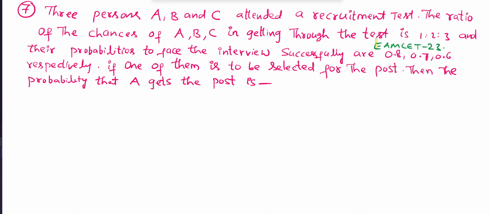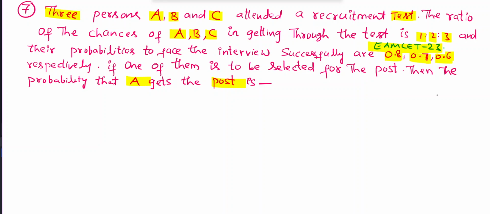This is seventh question from Eapcet 23 from probability. Here is given 3 persons, capital A, capital B, capital C, attended a recruitment test. The ratio of the chances of A, B, C getting through the test is 1:2:3, and their probabilities to face the interview successfully are 0.8, 0.7, 0.6 respectively. If one of them is to be selected for the post, then the probability that A gets the post is dash. Here the ratio of the probabilities is given, that is 1:2:3.